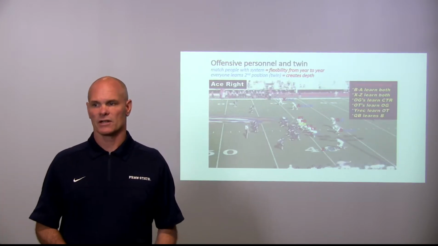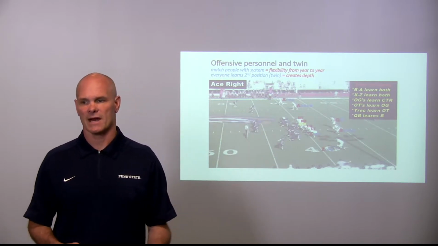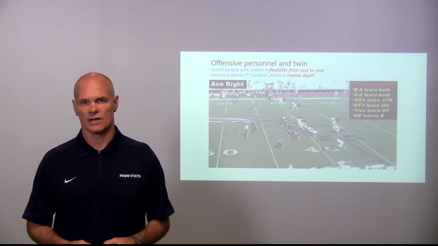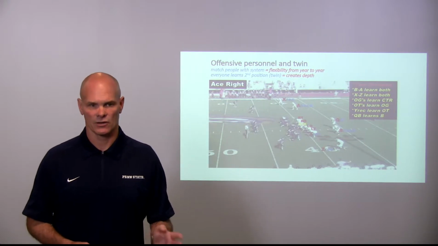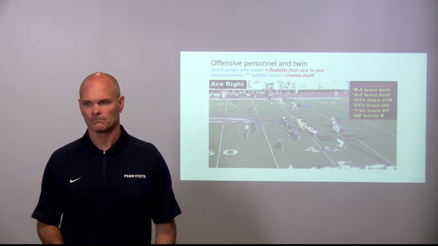For offensive personnel and twins then, you can see obviously our A and B learn both a receiver and a back situation. The X and the Z are both number 1 receivers, so they just learn whether they're on or off. What we'd like to do with our linemen then is they learn the position next to them. And we always want to have extra centers.